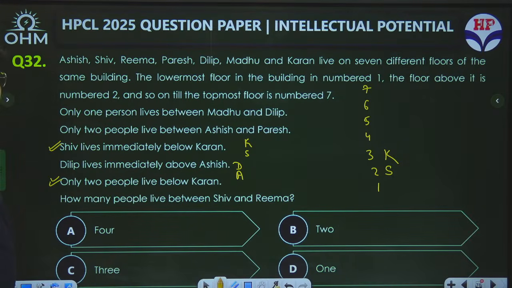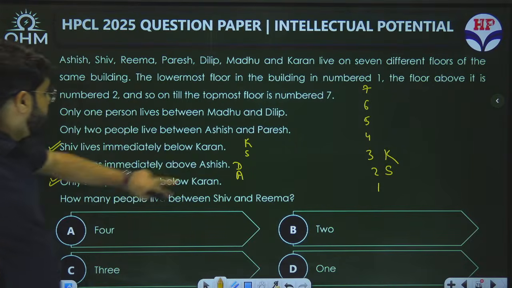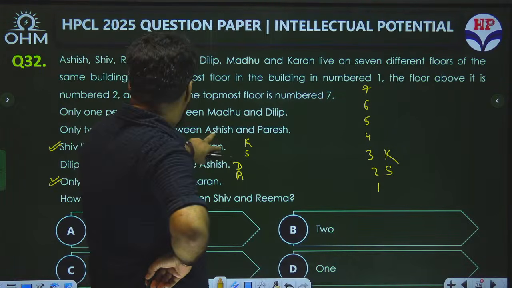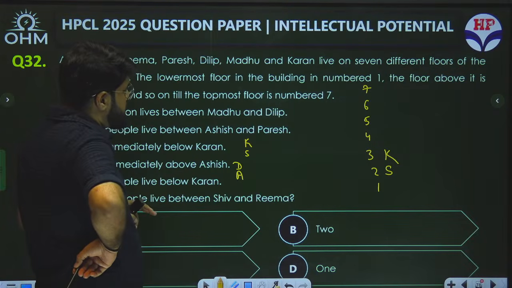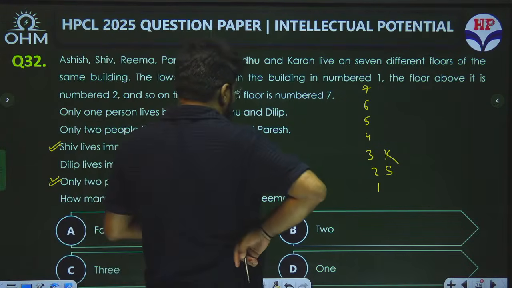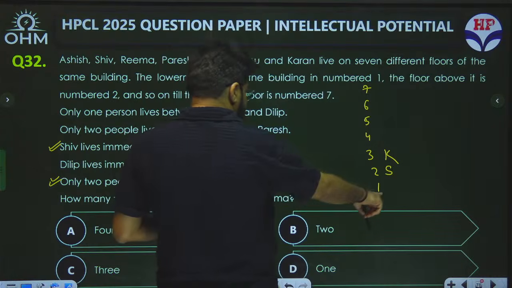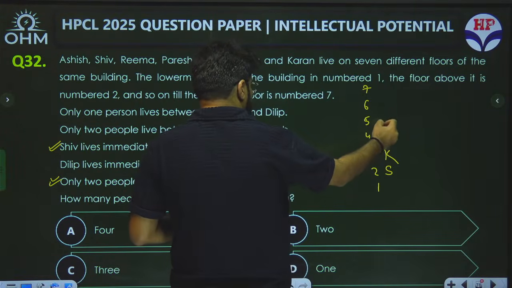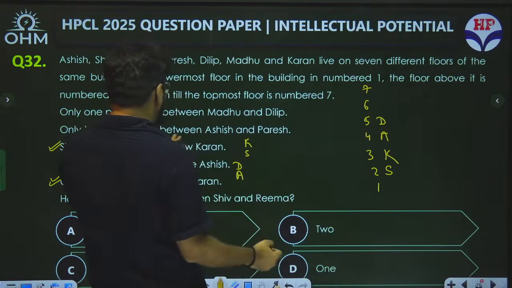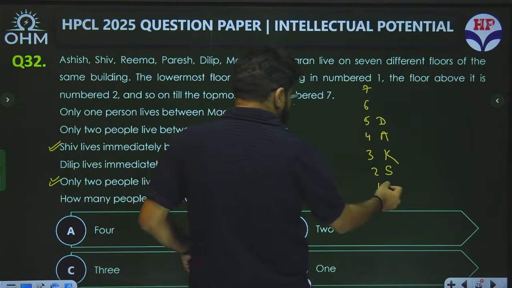Then there was a statement: Madhu and Dilip, 1 person, and Dilip is immediately below Ashish. And there are 2 people between Ashish and Paresh. So one possibility is, can Ashish be here? No. Can Ashish be here? Maybe. Ashish can be here, so Dilip can be here. Only 2 people between Ashish and Paresh, so Paresh can be here.